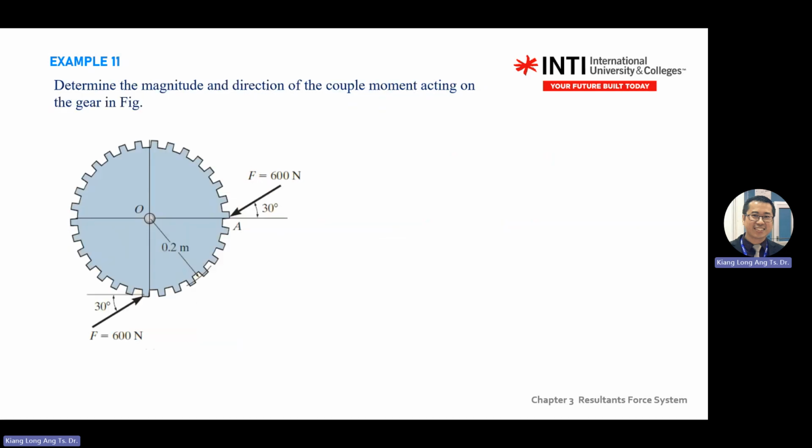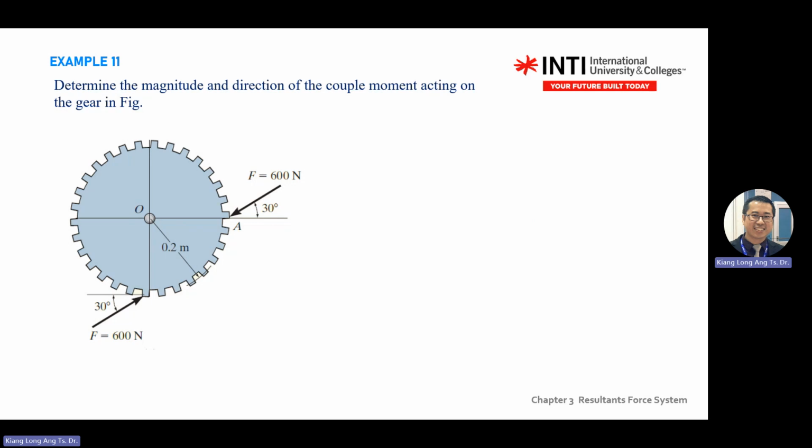Okay, example 11. Determine the magnitude and direction of the couple moment acting on a gear. If you see any question with a force and angle, our recommendation is to always split the force into X and Y first, by using sine and cosine rules in trigonometry. This one has two forces, one in this direction, one in this direction. This one is also the same, split into going down and going to the left.